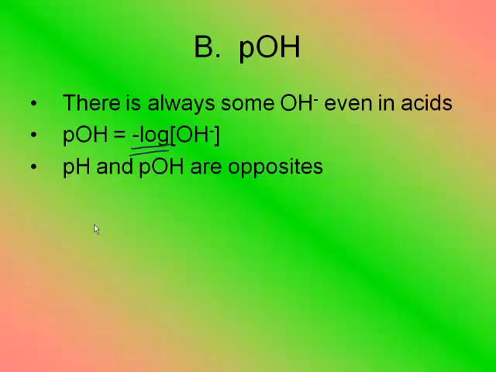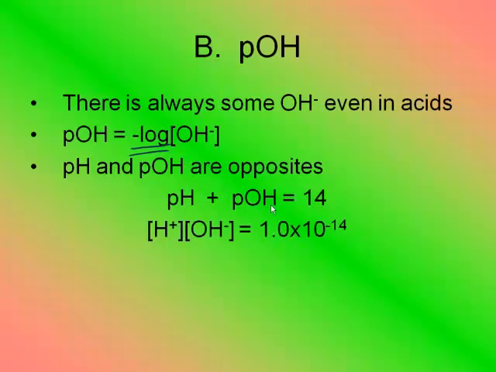pH and pOH are opposites to each other. So what we find is the pH plus the pOH is equal to 14. Or the H+ concentration times the OH- concentration is equal to 1.0 times 10 to the negative 14. This number is also called Kw. Kw is the water dissociation constant, and we'll talk about Ks later when we talk about the acid dissociation constant and base dissociation constant. But Kw is equal to 1.0 times 10 to the negative 14, and that's equal to the concentration of H+ times the concentration of OH-.